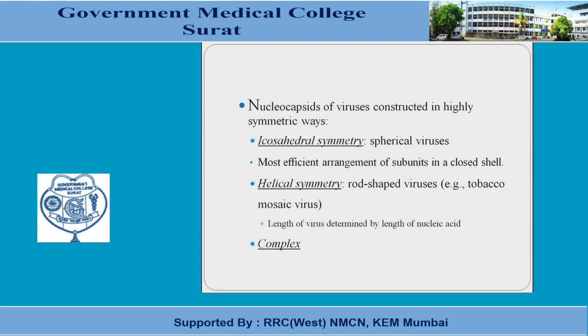The icosahedral, the helical, or the complex are there. So icosahedral symmetry is a spherical virus, right? And it's the most efficient arrangement of subunits in a closed shell. Helical symmetry looks like a rod-shaped virus; tobacco mosaic virus is an example. The length of the virus is determined by the length of the nucleic acid, so it can be measured by length in helical symmetry. Another is the complex, which is a mix of the icosahedral and helical.